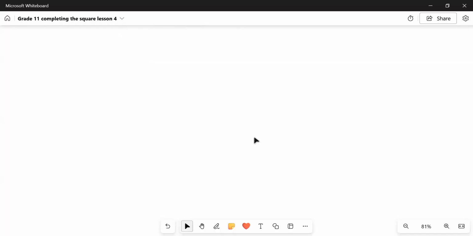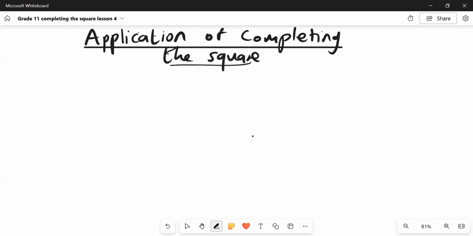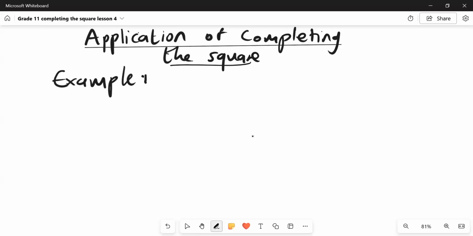completing the square. Now I want us to move to the application. How to apply completing the square. Now it's application of completing the square. So application, let's take example one. Let's go to example one quickly. You'll understand through example one.